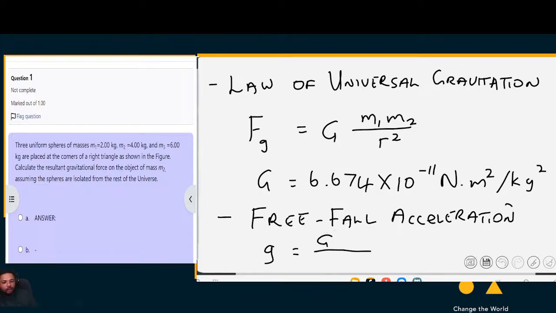So it's G, the gravitational constant, multiplied by the mass of the Earth, M_E, over the radius squared. Now you can rewrite this formula as G times the mass of the Earth divided by the radius of the Earth plus the height that this particle is above the surface of the Earth, all squared. This is basically R squared, it's just split up. And this is how you get your free-fall acceleration.